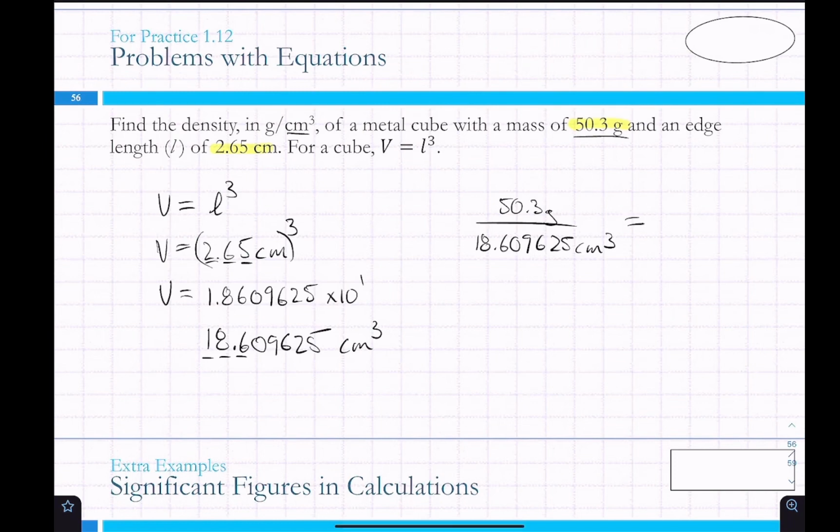And now we can take 50.3 divided by 18.609625, and that will give us 2.70 grams per centimeter cubed, and that is our density.